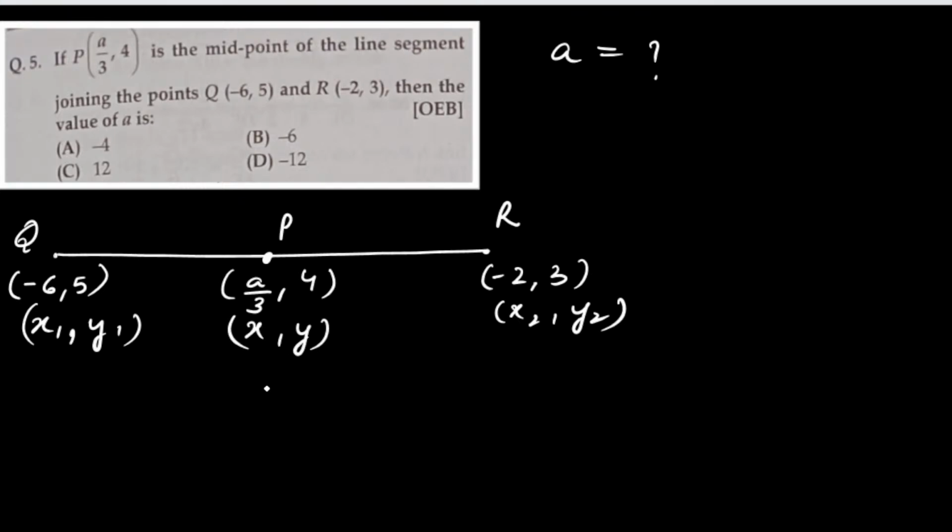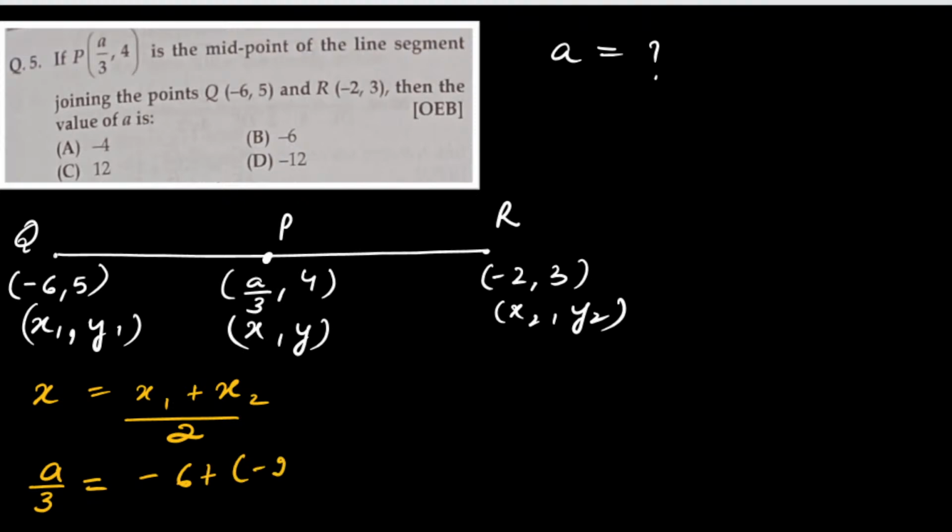Because this P is a midpoint, we have to use the midpoint formula. It is x is equal to x1 plus x2 by 2. So we will substitute. The value of x is A by 3. x1 is minus 6, x2 is minus 2. So minus 6 plus minus 2 by 2.